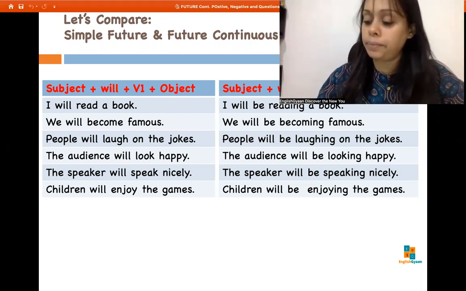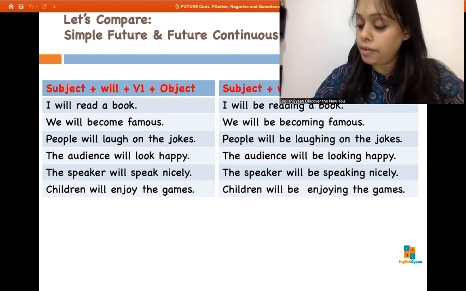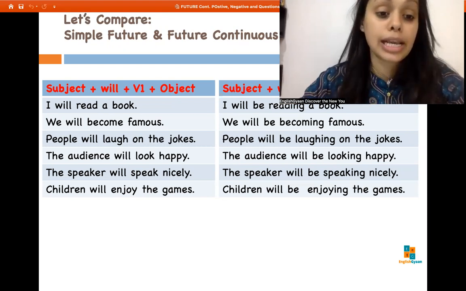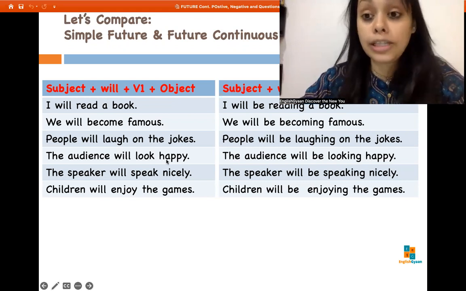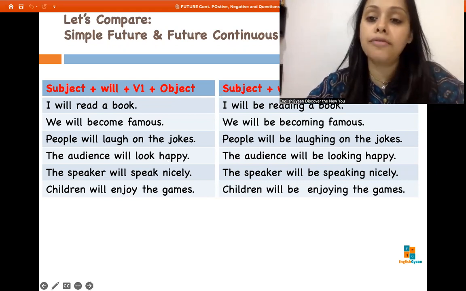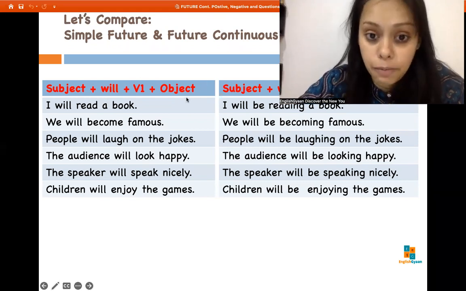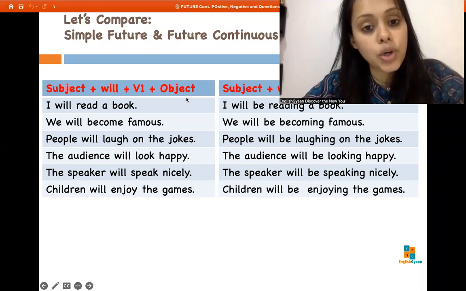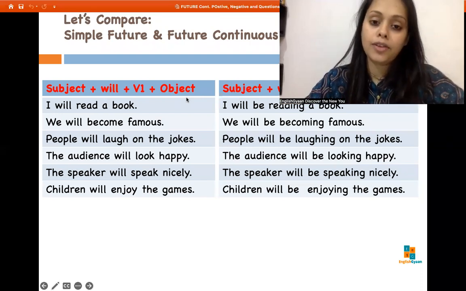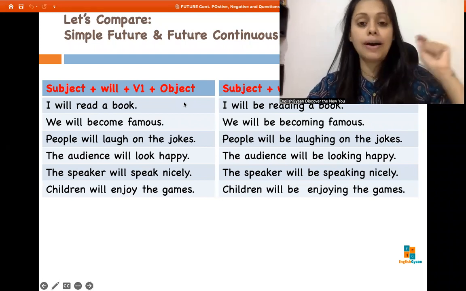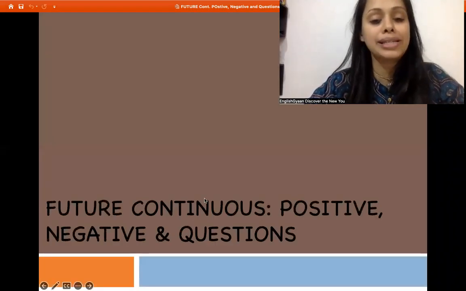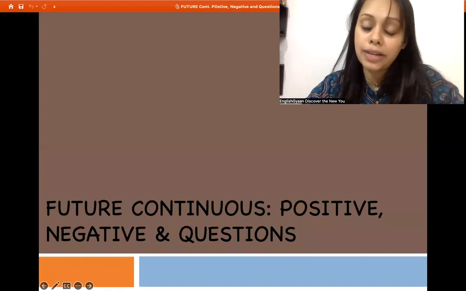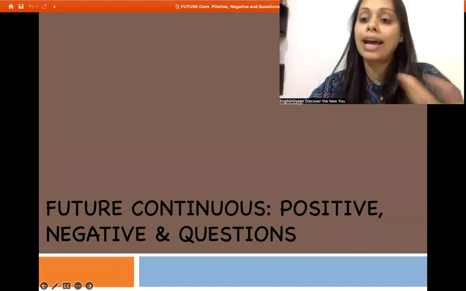Everyone understood? This is how we are going to learn and know the difference between simple future and future continuous. The audience will look happy. The audience will be looking happy. The speaker will speak nicely. The speaker will be speaking nicely. Children will enjoy, will be enjoying. So this is the difference between simple future and future continuous tense, how to frame positive, negative statements and questions, and also a comparison.